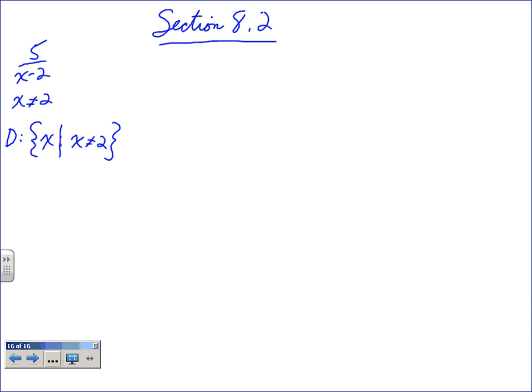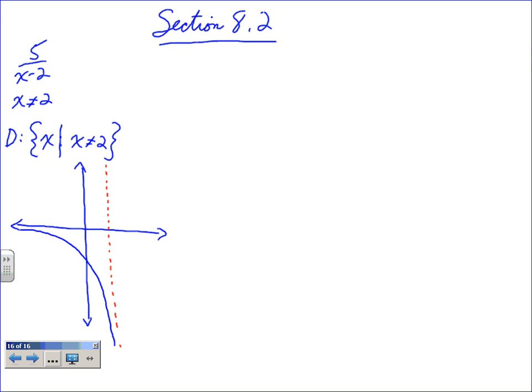Well, what happens if we graph that? What if I were to graph this thing? What happens at x equals 2? All right, well, let's just sketch this. All up and down the graph, x cannot equal 2. So maybe this graph will look like, as it approaches from the left, it can't cross it, and it can't touch it.